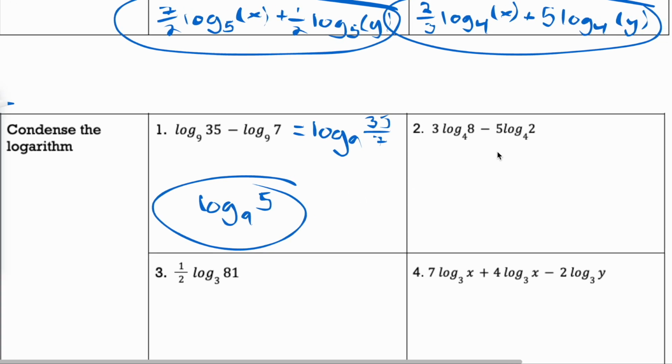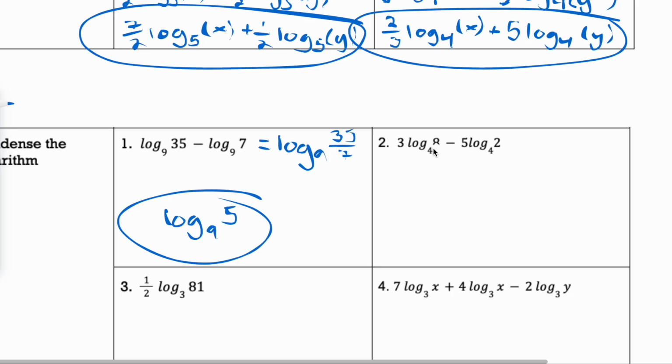Here we have 3 log base 4 of 8 minus 5 log base 4 of 2. Now we have the same base, yeah, but we have different coefficients up front, and we have different numbers in here. We have an 8 here and then 2 here. So this is where becoming familiar with logarithms, after you see this once or twice or 3 times, you'll be able to catch on.